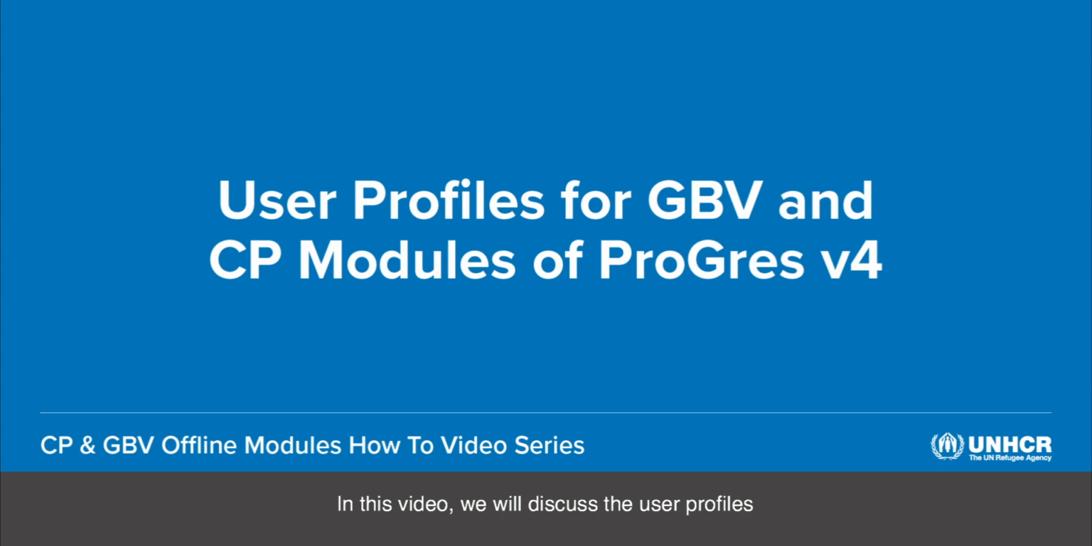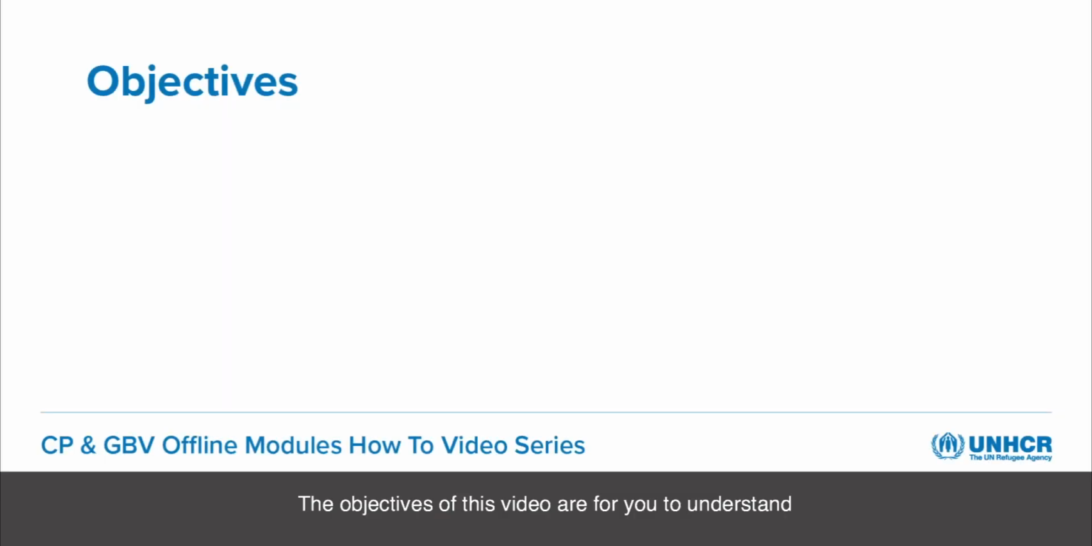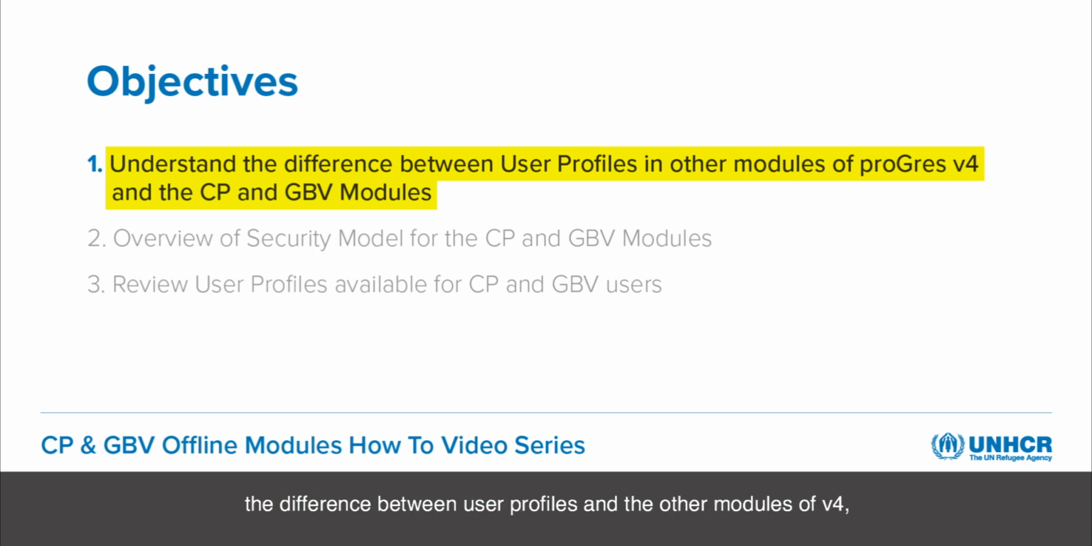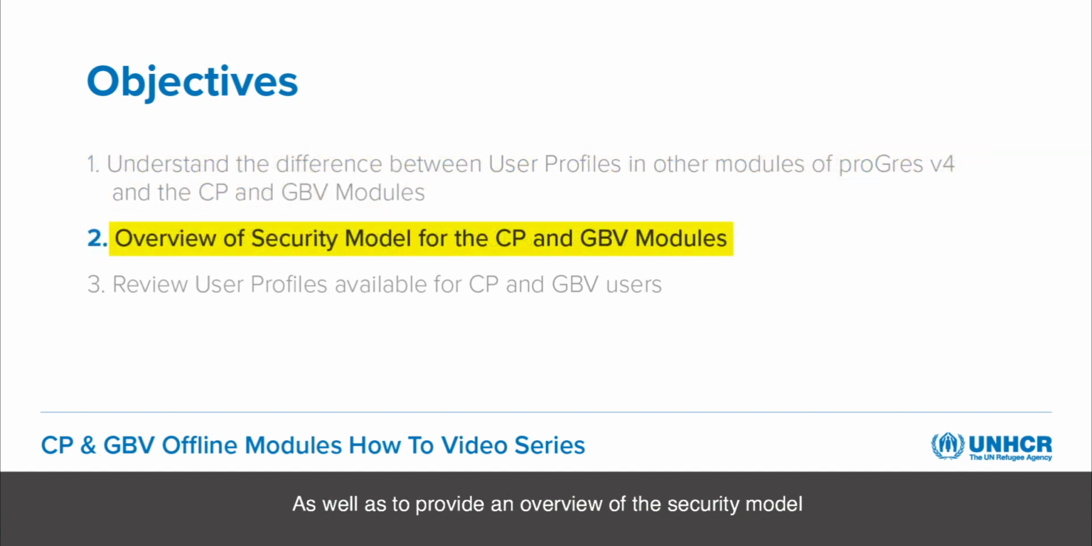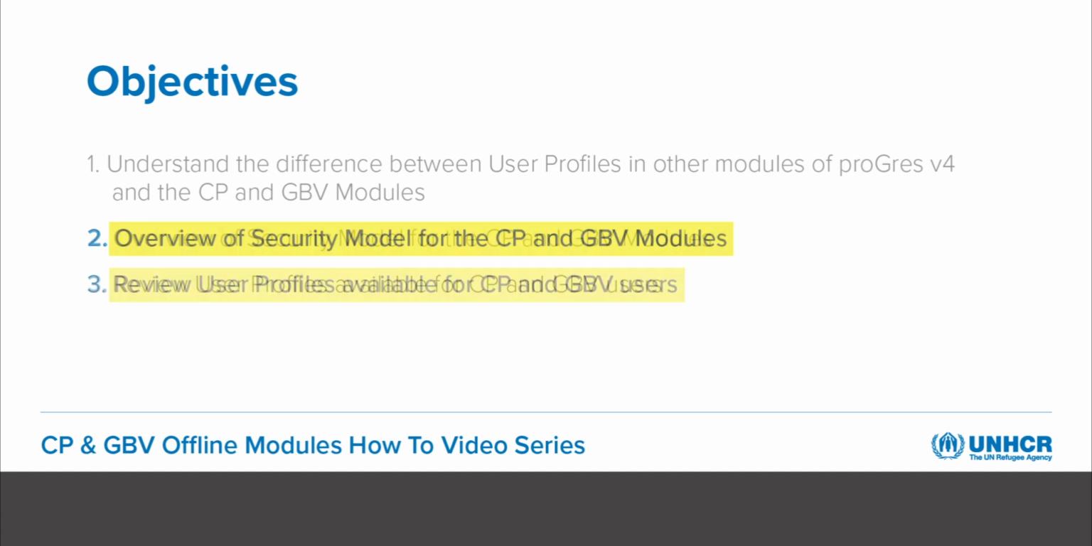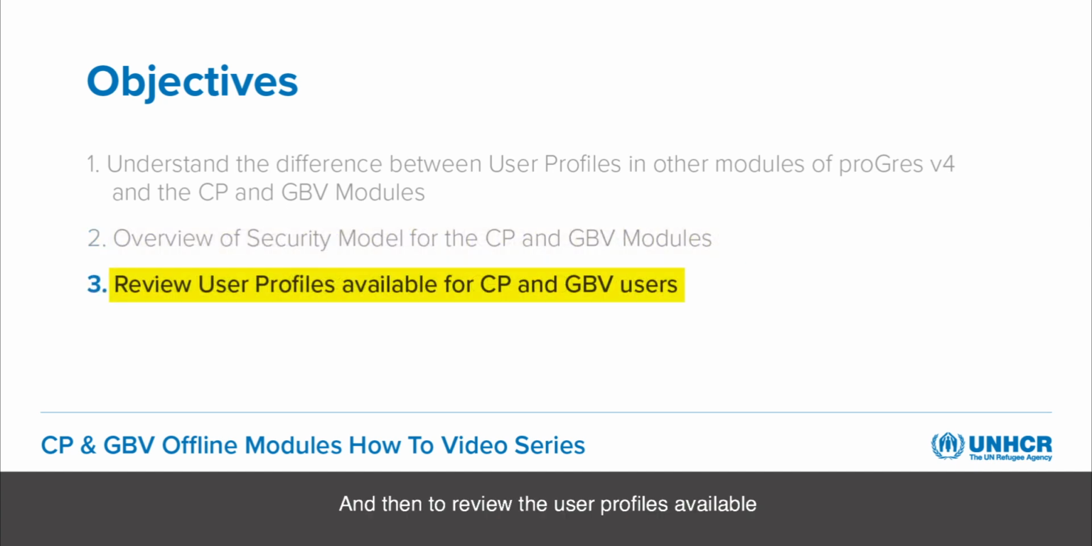In this video, we will discuss the user profiles for the GBV and child protection modules of V4. The objectives of this video are for you to understand the difference between user profiles in the other modules of V4, such as registration or resettlement or RSD, and those in the child protection and GBV modules, as well as to provide an overview of the security model for the child protection and GBV modules, which is different than the rest of V4, and then to review the user profiles available for child protection and GBV users.